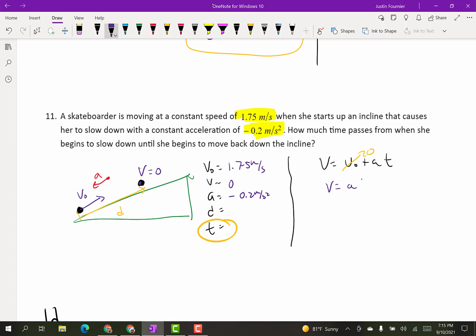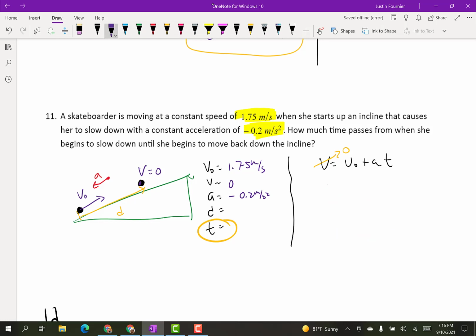I get v equals at. So dividing both sides by a, that gives me v over a is my time. So again, my initial velocity is 1.75. My acceleration is, what did I do? Because again, I screwed up. Whoops, my final velocity is 0. My mistake. So let's try that again.